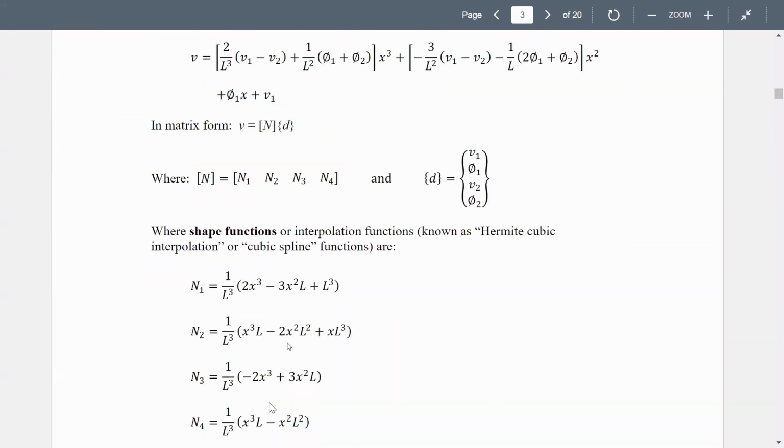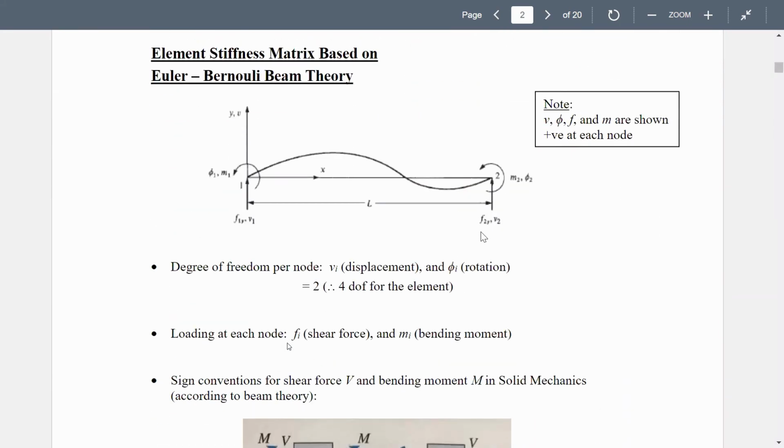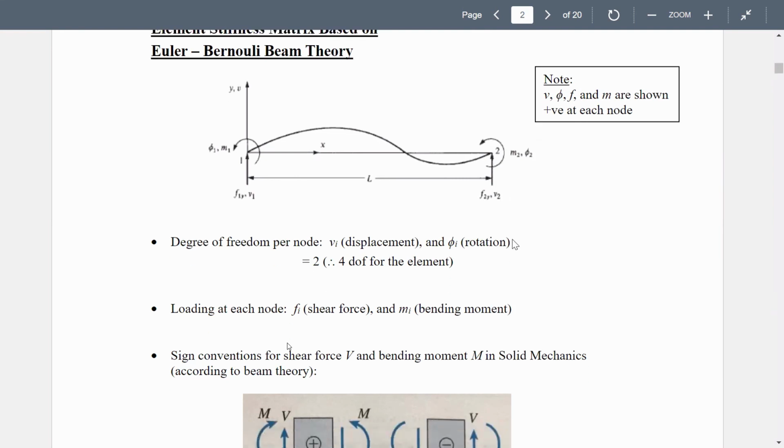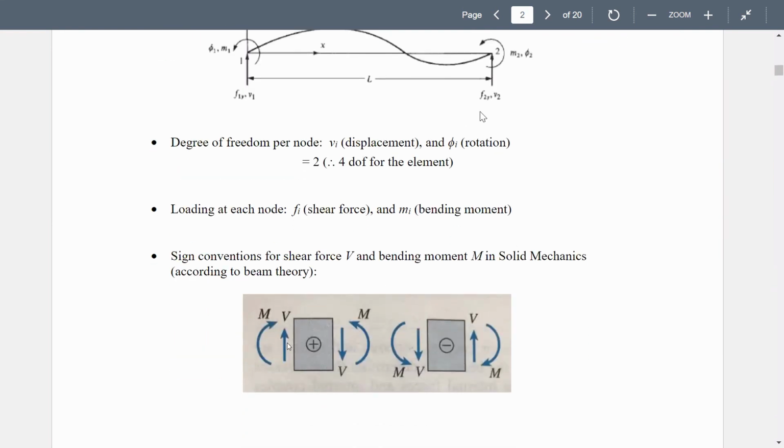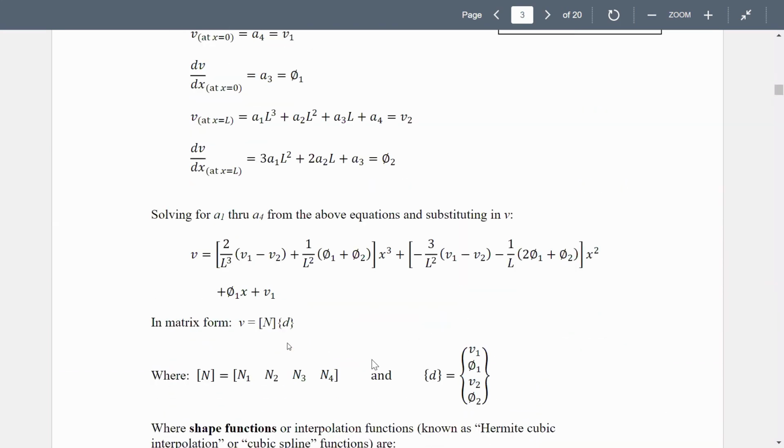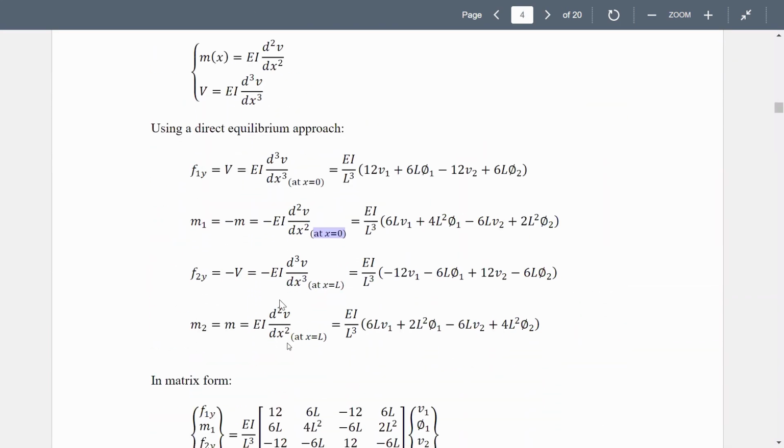Do the same thing for F2y. F2y here is this one. It matches with this one. So this, I'm sorry, this one matches with this one. So this is negative. So F2y is negative V, but V is the third derivative of V with respect to X, evaluated at X equals L, and finally also the moment at node 2, we get this one.